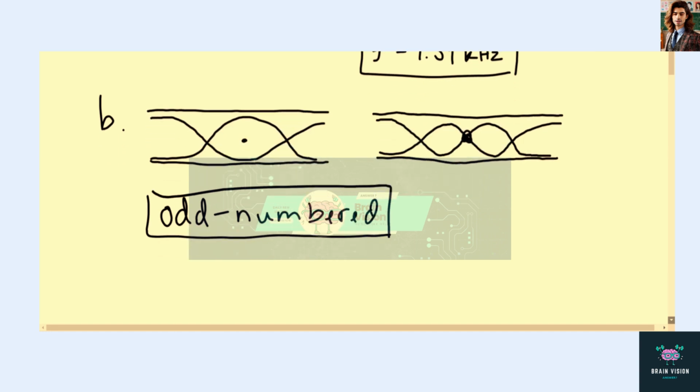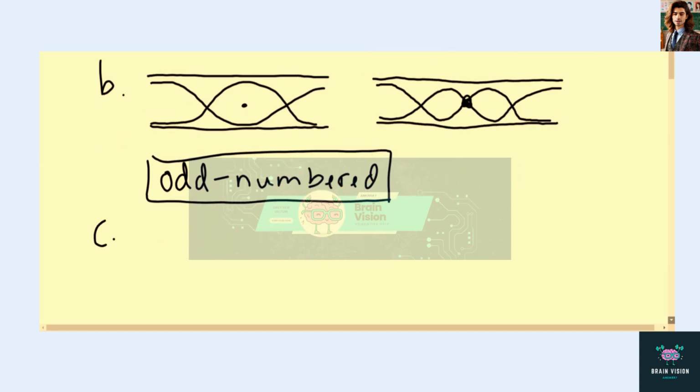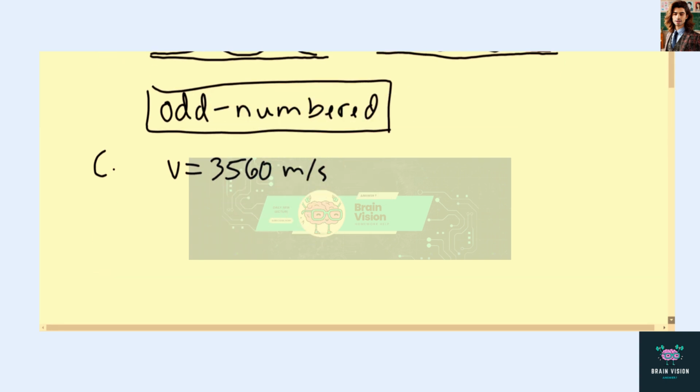And then we move to part C. Part C is the same as part A. We're trying to find the fundamental frequency, but this time we change the rod to a copper one, where the speed of sound in copper is equal to 3,560 meters per second. So we have the exact same calculation as in part A, we just switch out our V.